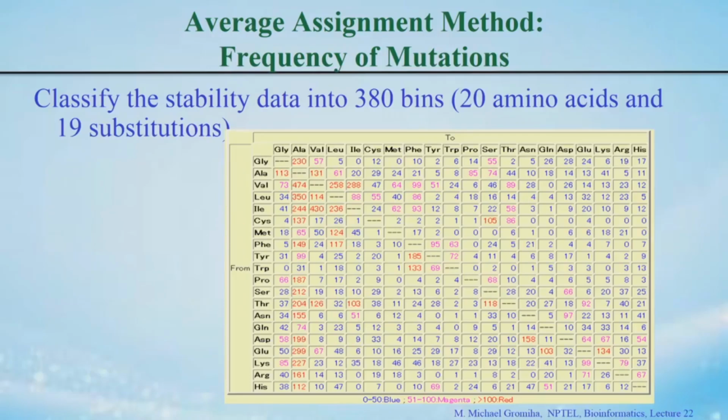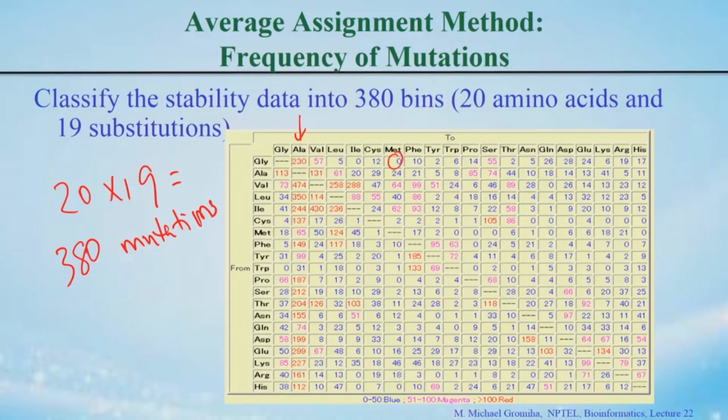How many data are in this matrix? Usually we get 20 into 19, which is equal to 380 mutations. As I discussed earlier, all the mutations are not uniform. In some cases we have more data, in some cases less, depending upon the mutant type. Mainly alanine mutations have more data, and other mutations, for example glycine to methionine, have 0. So in many cases we have less data.